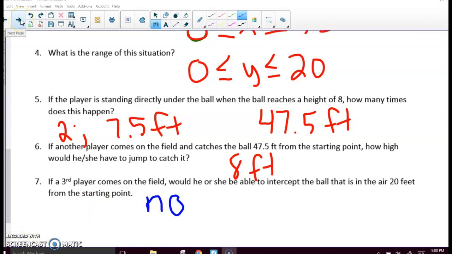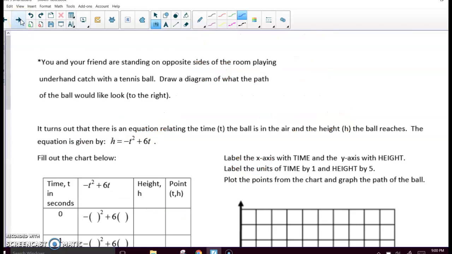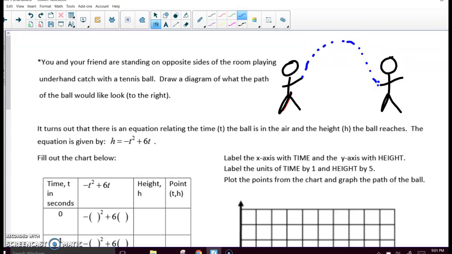Let's take a look at the last page for the week. You and your friend are standing on opposite sides of the room playing underhand catch with a tennis ball. Draw a diagram of what the path of the ball would look like to the right. As a reminder, I'm not an artist. So you and your friend, beautiful, I know, are playing underhand catch with the ball. So I'm going to toss the ball up, and my friend's going to catch it. And then the same thing going back.